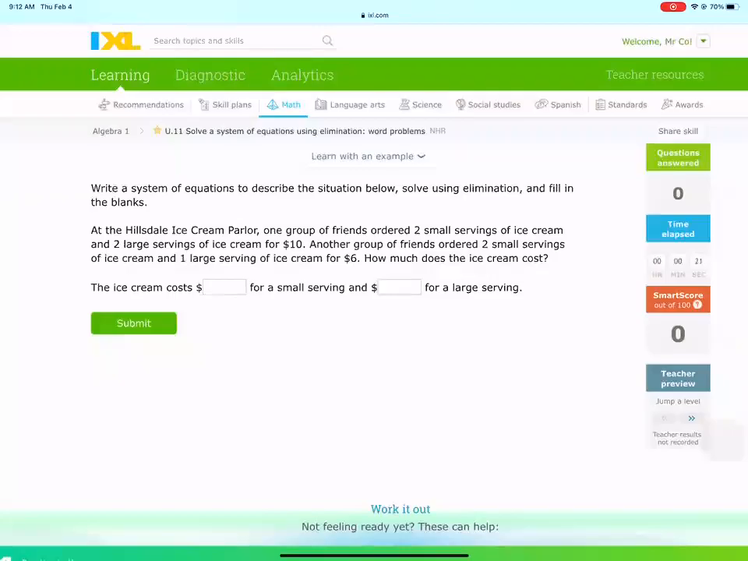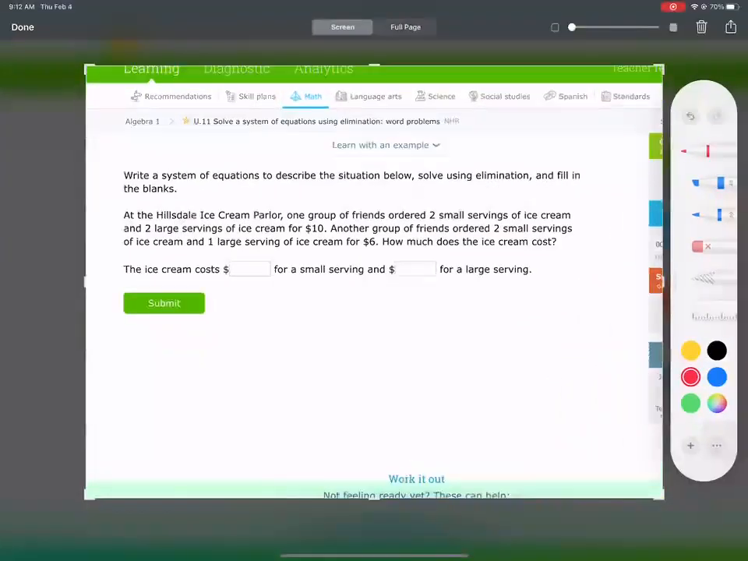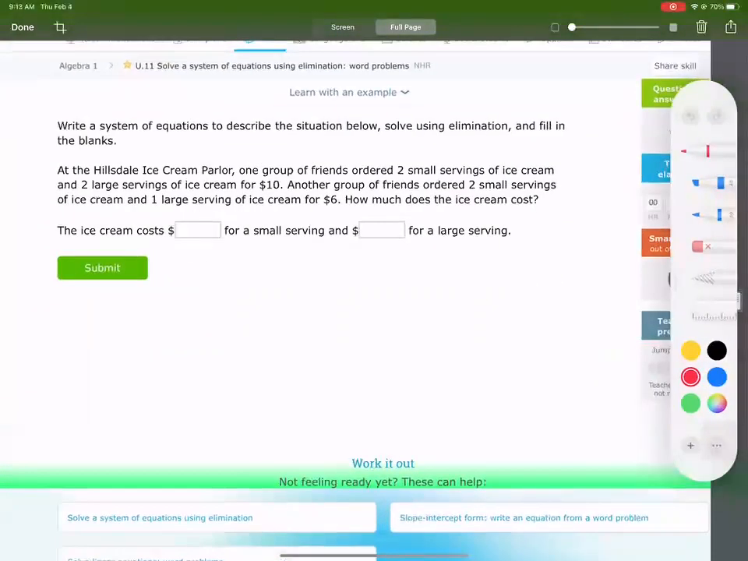Good morning, everyone. Today we are working on a system of equations, solving a word problem using elimination. I'm just going to go through the IXL problems and give you an example of what you are doing, and hopefully this will be helpful and not confusing.